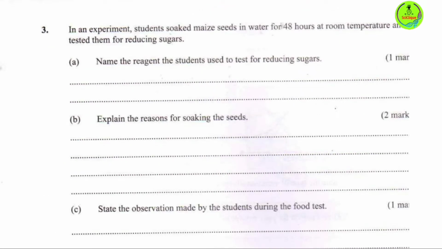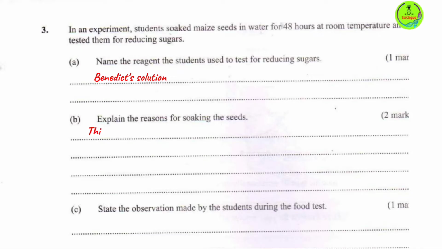Question 3. In an experiment, students soaked maize seeds in water for 48 hours at room temperature and tested them for reducing sugars. Part A. Name the reagent the students used to test for the reducing sugars. This, of course, is Benedict's solution. Part B. Explain the reasons for soaking the seeds.